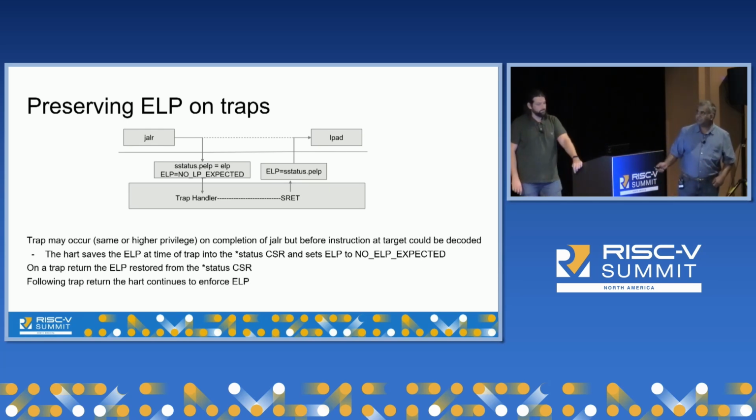And so if there is a trap in between the indirect call or branch and the target landing pad, then the hardware saves the expected landing pad state into a bit in a CSR. In this example, the trap is through S mode, so it saves it in the sstatus CSR, and it sets the expected landing pad to no landing pad expected. The trap handler executes. When it does an SRET, the ELP is restored from the CSR, and now the tracking continues, and the hardware says, I expect a landing pad, as if there was no interruption between the indirect call or jump and the landing pad.